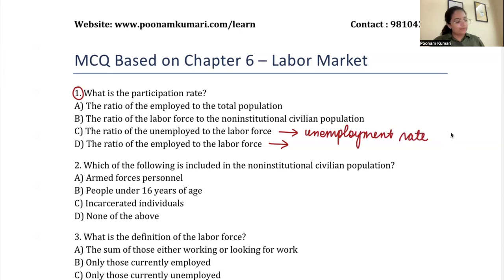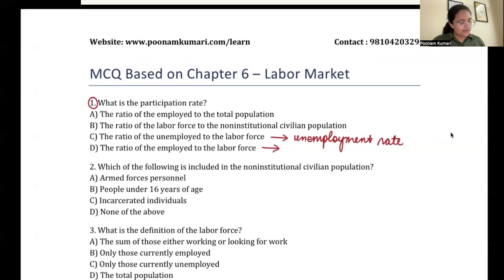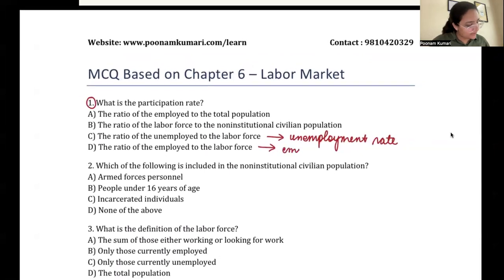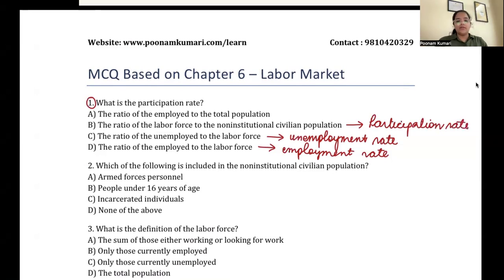And what is the lower one? Employed to labor force. Employment rate. And what is this one? Participation rate. This is participation rate, right? And for the first one, do we have a name? We don't have a name for that, right? So what is the correct answer? Correct answer is B.